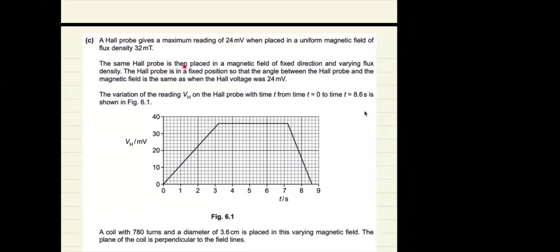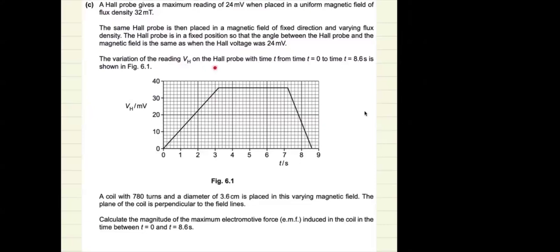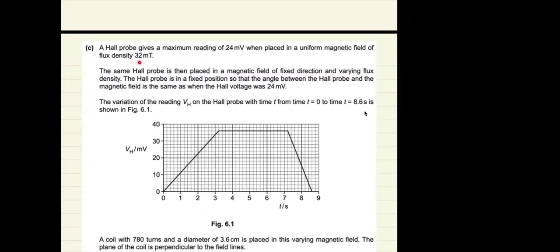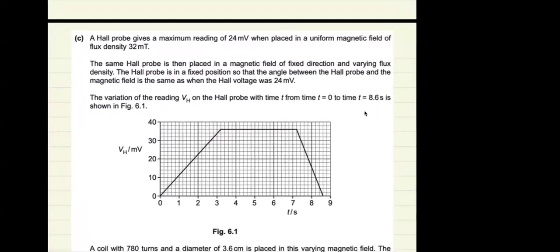It says the same Hall probe is then placed in a field of varying flux density. Hall probe is placed so that the angle between the Hall probe and the field is the same as when the Hall voltage was 24 millivolts. Variation of Hall probe reading is given. So if this goes up to a max of 32 millivolts, I can use the unitary method to find out the new magnetic flux density. This is the most important idea that you have to detect here.